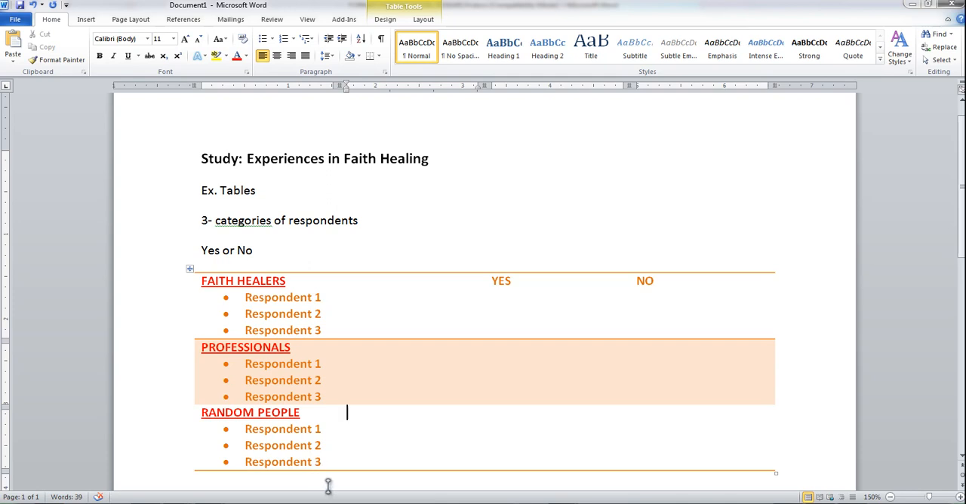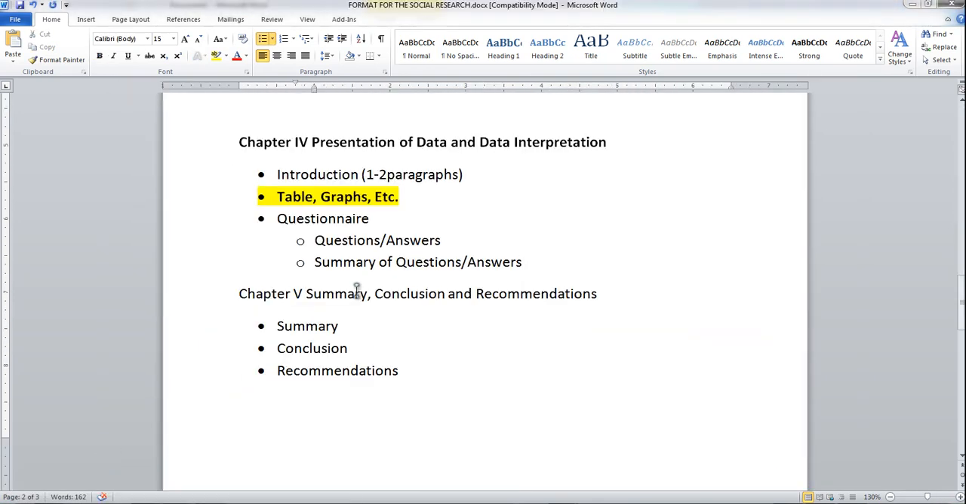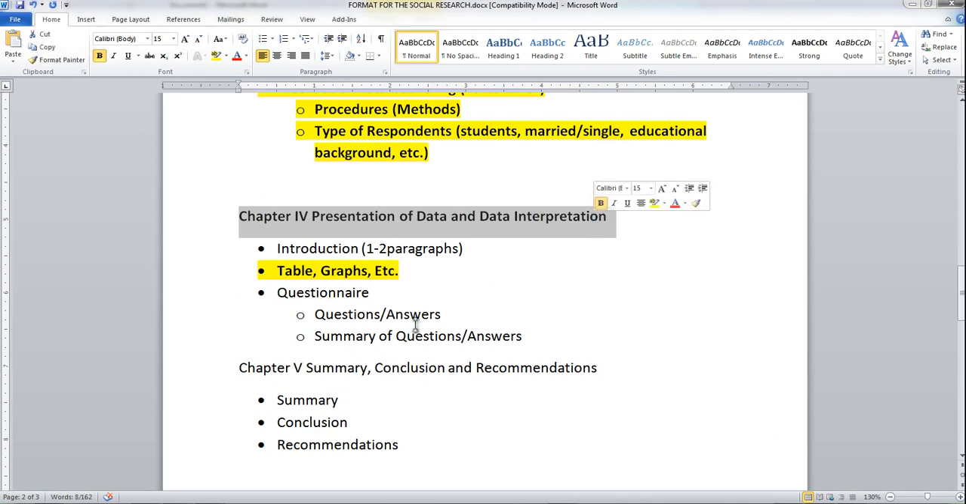This research is quite rough, and I don't expect that it's going to be top caliber. The purpose of this research is to develop your skills in going to the library, opening books, opening theses, and just doing the time to understand how the research process goes. So random people also, anybody, and then you just have to tally the answers. Remember that we are talking about chapter 4, the presentation of data and data interpretation.